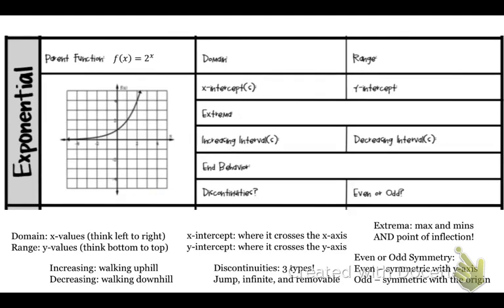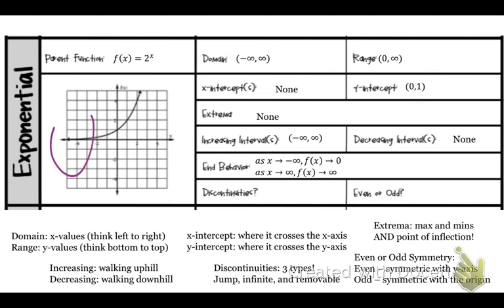Exponential, so that's going to be f of x equals 2 to the x. Domain is negative infinity to infinity. Range is 0 to infinity without a bracket because it's never going to hit that. There are no x-intercepts. The y-intercept is 0, 1. No extrema. It's always increasing, never decreasing. Then as x goes to negative infinity, f of x is approaching 0. So the left side of this, as x goes to infinity, the right side's approaching infinity. This is never discontinuous, so it's continuous, and it's not even or odd.